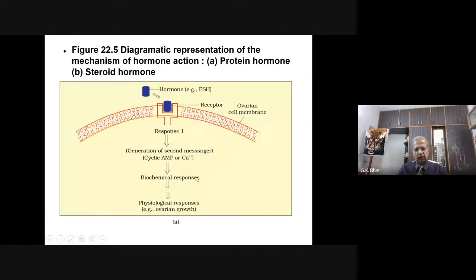Look here, this you have already seen. These are membrane-bound receptors. These are the steroid hormones. FSH is a protein hormone, not a steroid, so protein hormones cannot enter. They have to remain outside and go only up to the plasma membrane. Then they have to be received by the receptor, and the receptor passes on to the inner side to a second messenger, which initiates a biochemical response, bringing about physiological changes, such as ovarian growth.